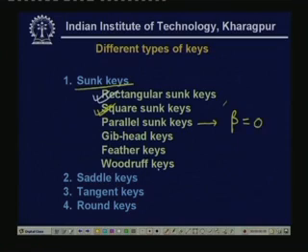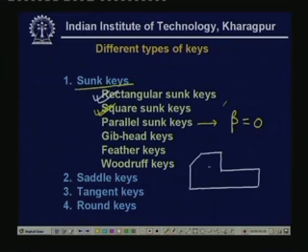Now gib head keys. This term gib you have already come across while designing the quarter joint, at least the type of quarter joint which I said. There is one joint called the gib head quarter joint. Now the gib head key looks somewhat like the following. So this is the front view of the gib head key.